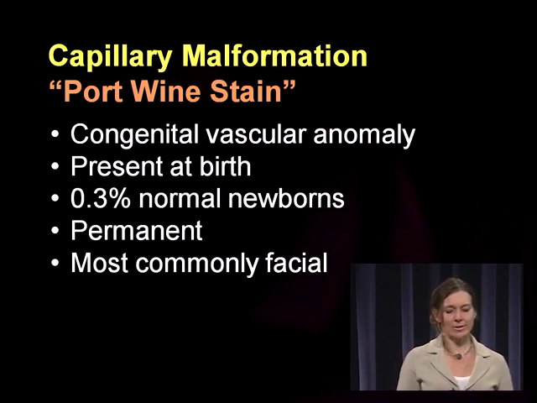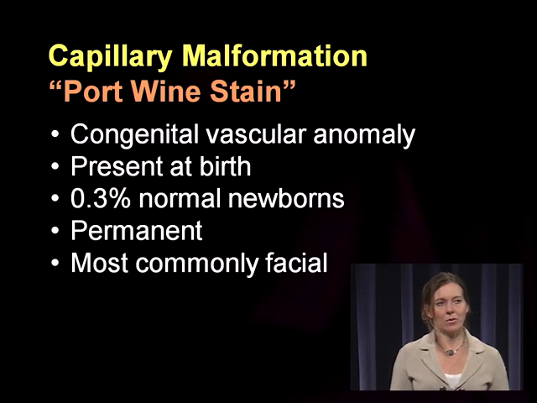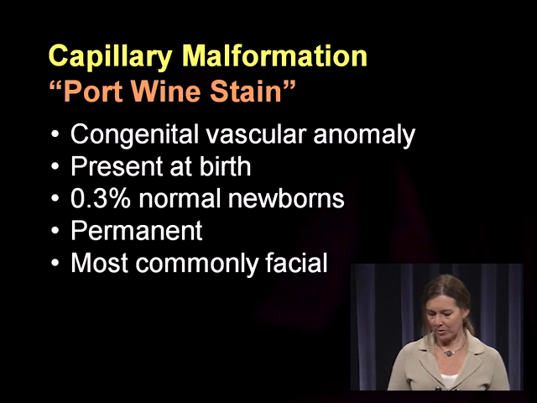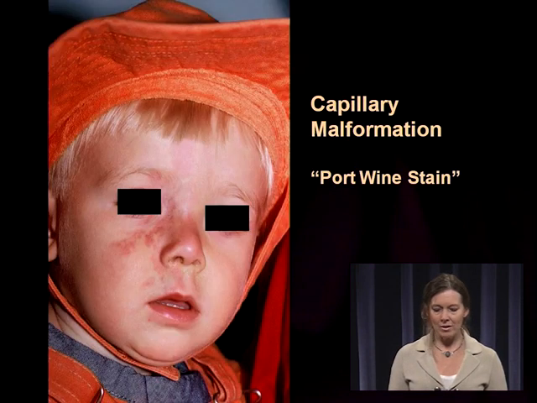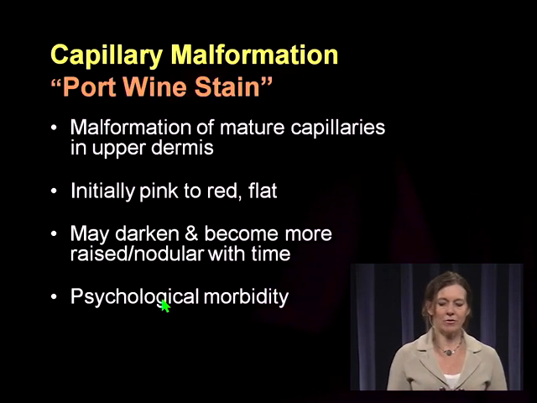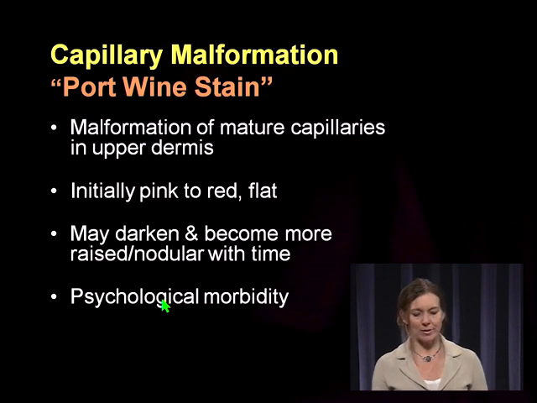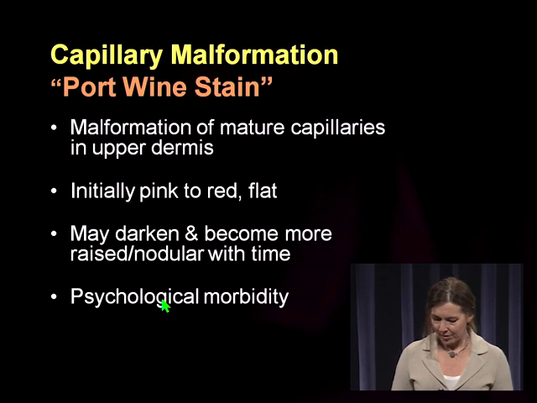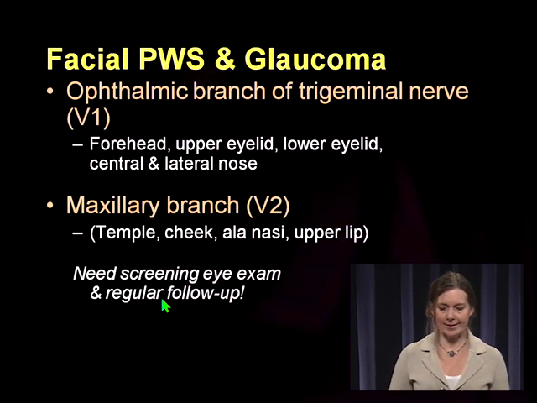These are usually present or apparent at birth. They affect about 1 in 300 newborns, and these are permanent vascular malformations, most commonly located on the face. So I'm going to show you a few examples. This is a youngster. See, he's got it on the mid-face there. And this is a malformation of mature capillaries in the upper dermis. The lesions tend to be pink to red initially. Over time, they may become more raised and nodular and more violaceous in color. And unfortunately, with these being permanent lesions, they can be associated with significant psychological morbidity.